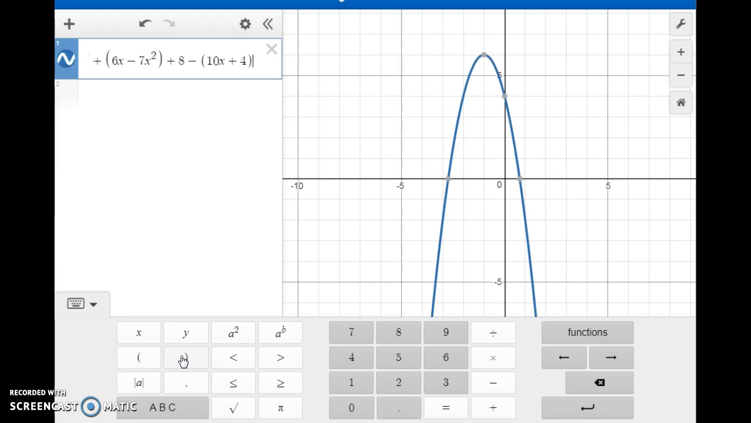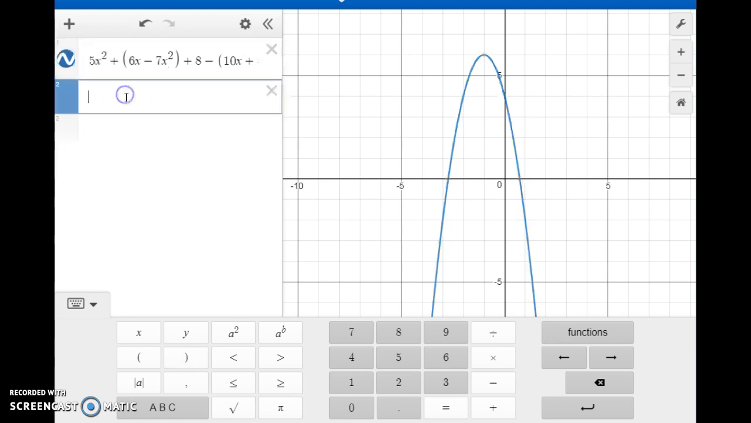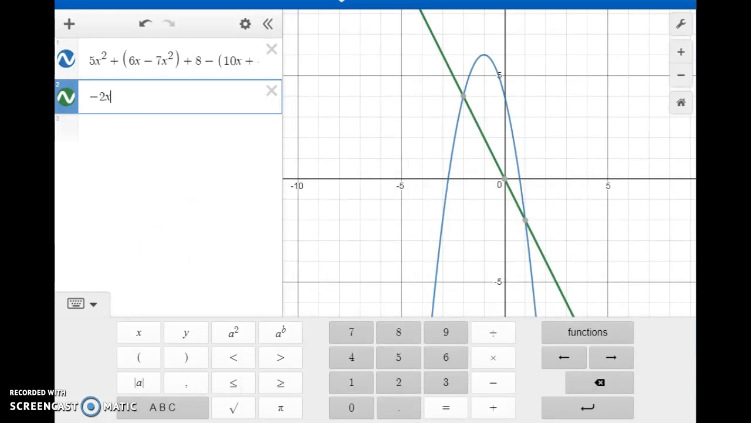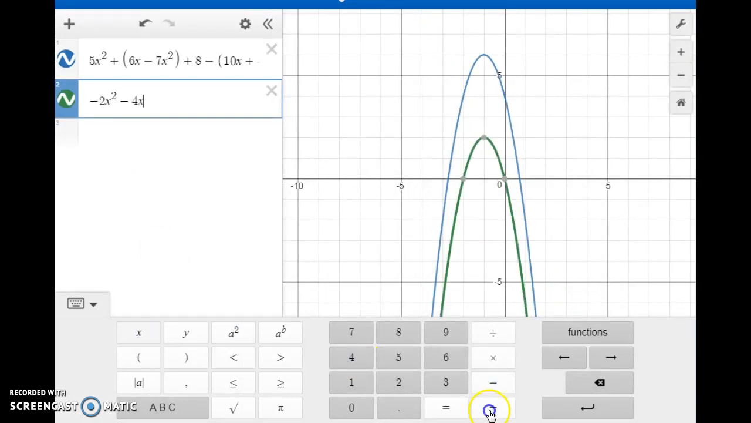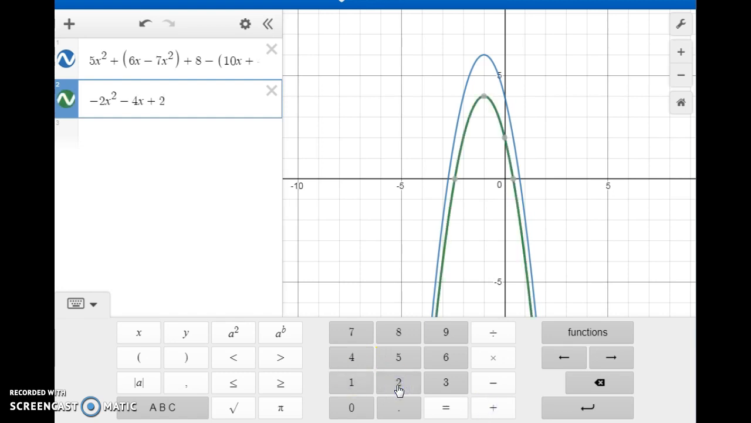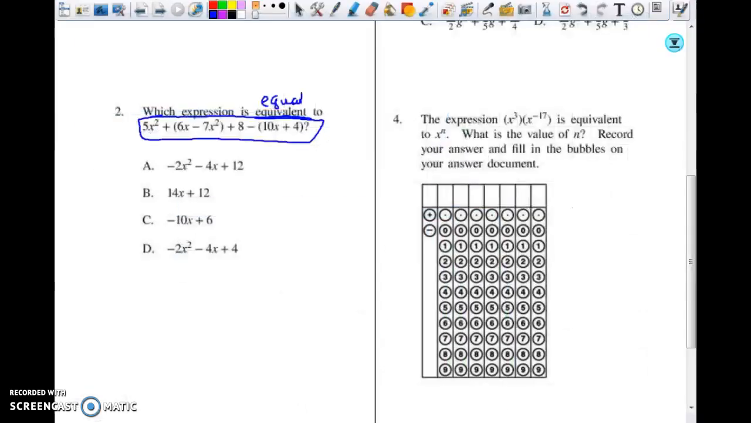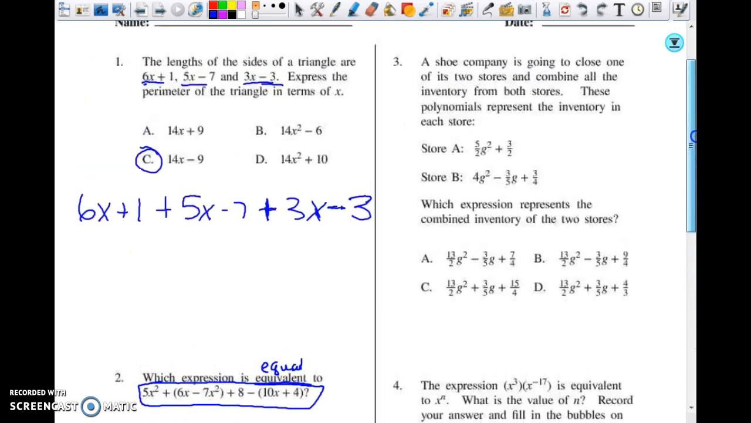So let's try your answer choices. I'm only going to do one of them with you. So I'll try A, negative 2x squared minus 4x plus 12. Right? Did that give me the same graph? So are they equivalent? No, they are not. They are not the same. So it's not A. So you guys go on ahead, try B, C, and D, and see which one is equivalent.